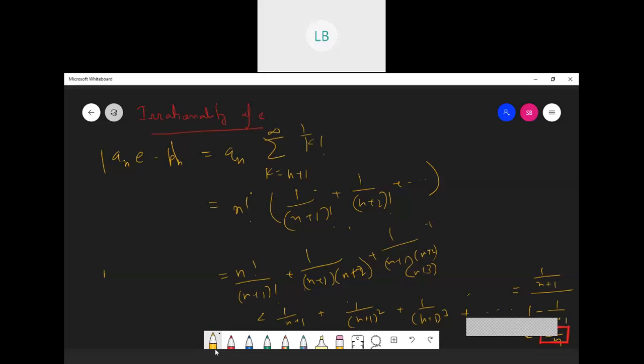And then again this thing is less than 1 by n plus 1 whole cube, and so on you can go. And this is strictly less than a geometric series, which can give you this thing to be 1 by n, right? So what is our conclusion from all this?